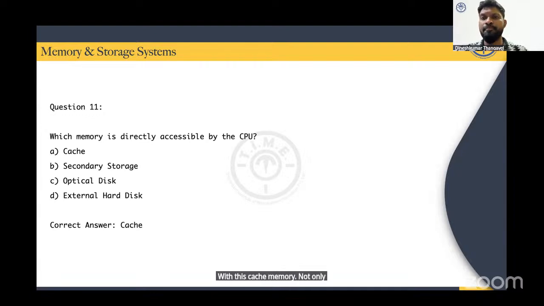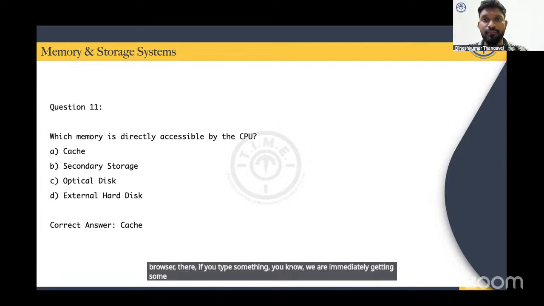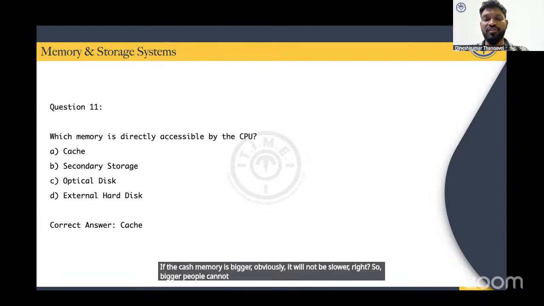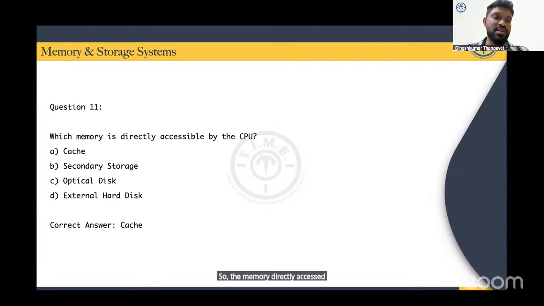Not only in the OS, if you open your phone log or your browser and type something, we immediately get some suggestions. Those suggestions are not stored in the backend server. They are stored in the client cache memory because cache memories are faster and obviously smaller. If the cache memory is bigger, obviously it will be slower, right? So bigger people cannot move faster. So the memory directly accessed by the CPU is cache.